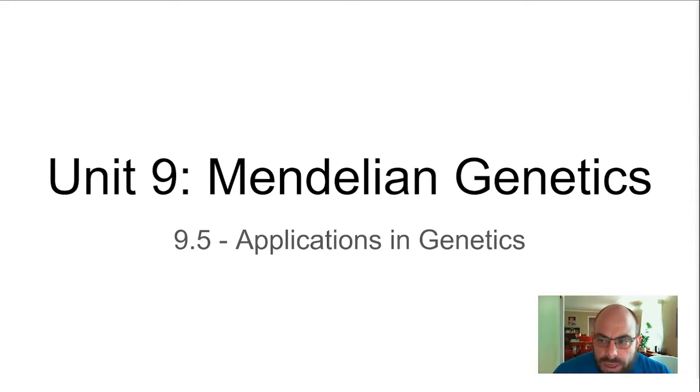All right, in this video, Unit 9, Mendelian Genetics, looking at 9.5 applications in genetics. So this is like things you can do with genetics. We're also going to be looking at a little bit of human genome just because it needed a place to be, and this is the place for it to be.